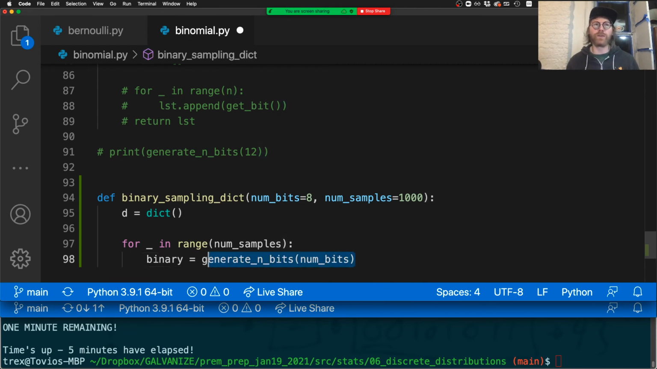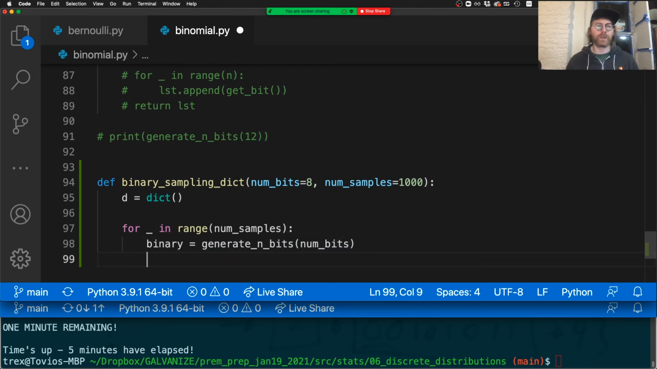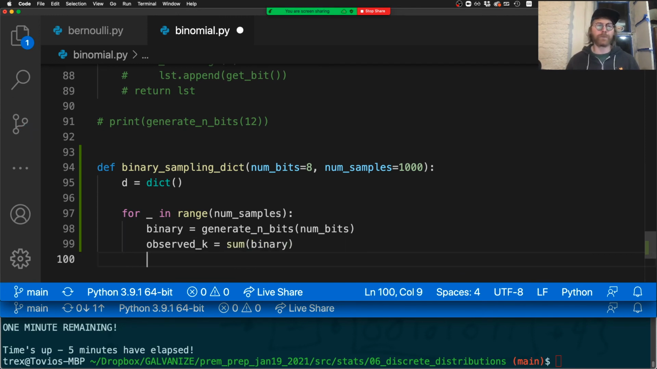And that's going to be of the length number of bits. So I'm going to just put this into a couple operations. I could have just done this in one line, but I'm going to say we have an observed k, our observed sum of ones in the binary number. That's just going to be the sum of the binary.